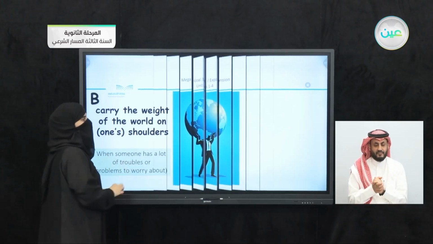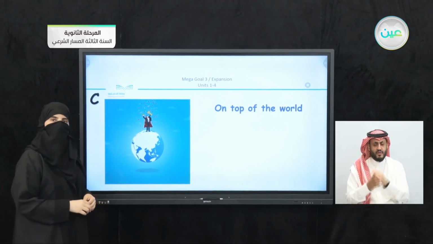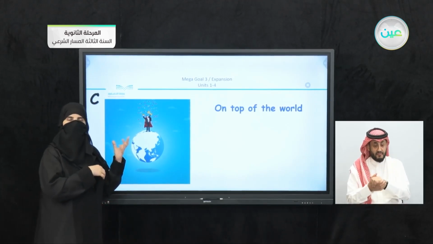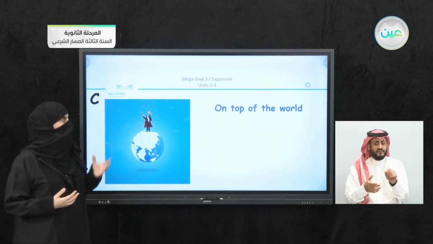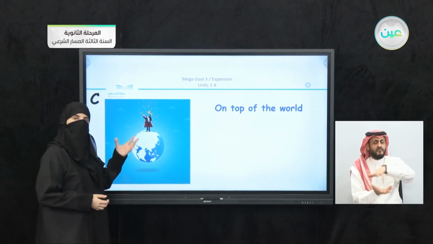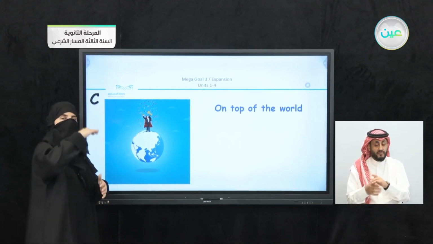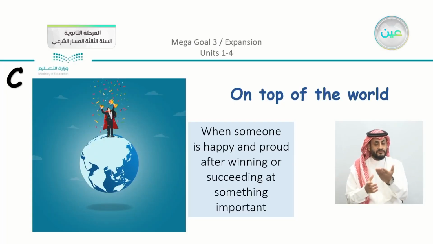On top of the world. Now, from the picture here, you can see that there is a person. This person looks like he is celebrating. He has a trophy or a prize. Now, on the top of the world here, from the picture here, you can see that he's standing on top of the world. But actually, this means when someone is happy and proud after winning or succeeding at something important.